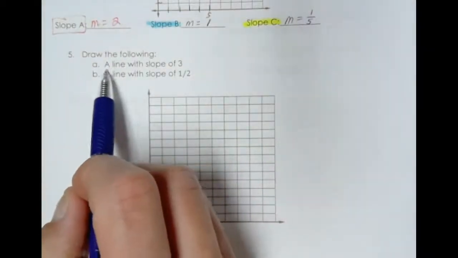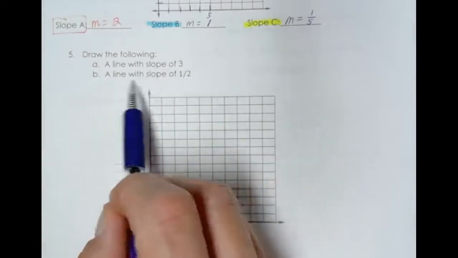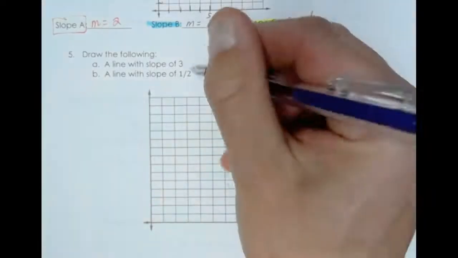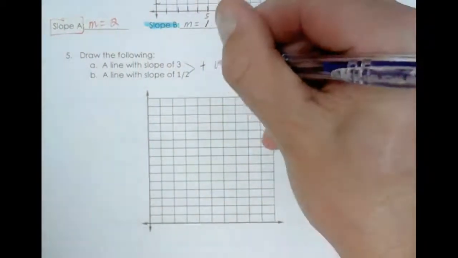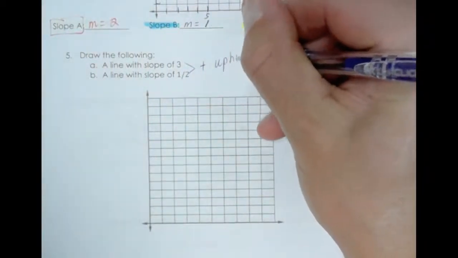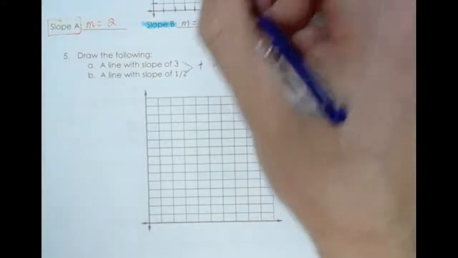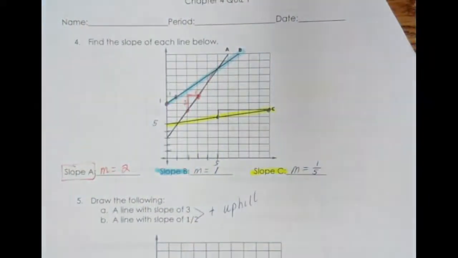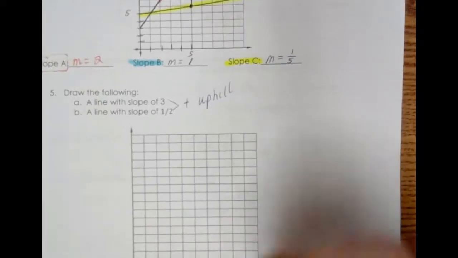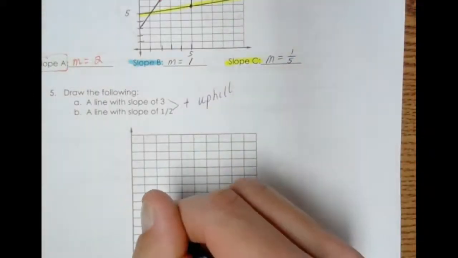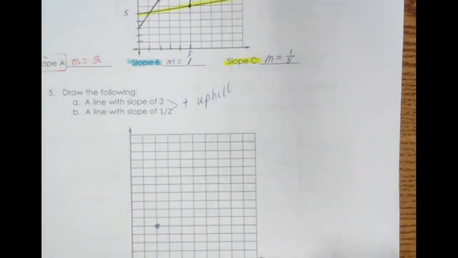Draw the following. I need a line with slope of 3 and a line with slope of 1/2. So if you look at both of them, both are positive. So that means they need to be uphill. Uphill, just like all 3 of those above. These were all positive slopes, uphill. So I need a slope of 3. Okay, I can draw a point anywhere I want. Let me just put one right here. Doesn't matter.